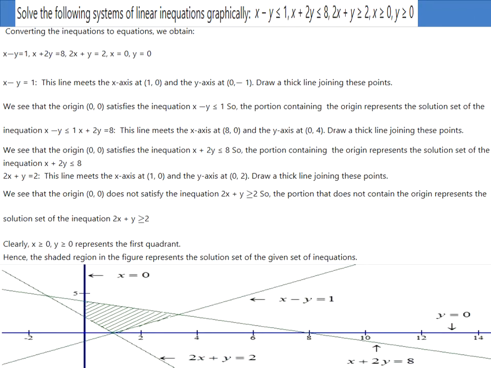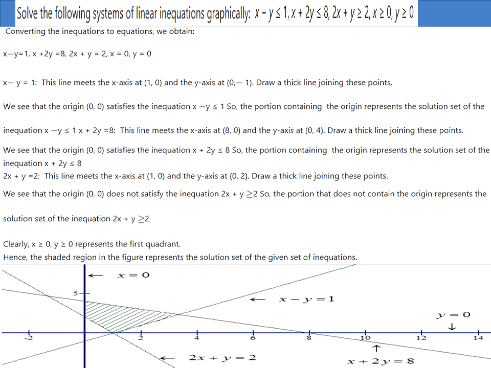Solve graphically again. x minus y less or equal to 1, x plus 2y less or equal to 8, 2x plus y greater or equal to 2, x is greater or equal to 0, y is greater or equal to 0. So again we need to consider the inequalities as equalities. So we get three straight lines. One is x minus y equal to 1, another is x plus 2y equal to 8, and the third one is 2x plus y equal to 2, and x is greater or equal to 0 and y is greater or equal to 0. Already you know this meaning.